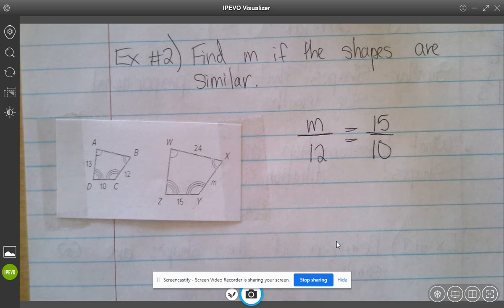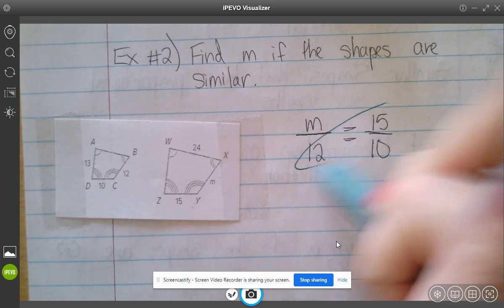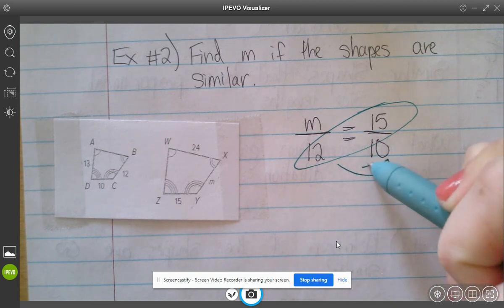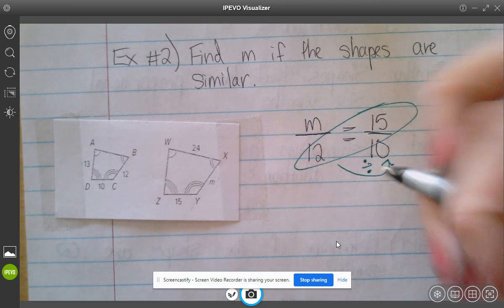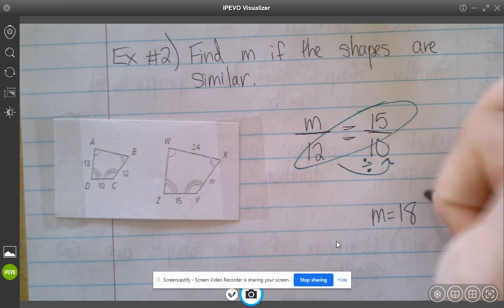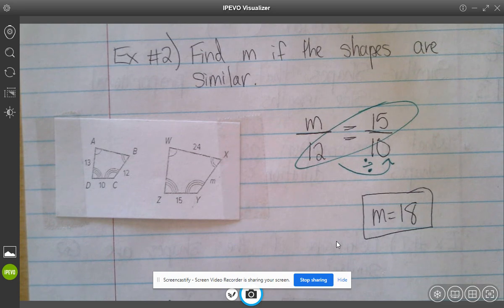So to solve this, we do something that we've done a million times. You cross multiply, and then you divide by the number that's left over. So if you take 12 times 15, you get 180. Divide it by 10, and you get M equals 18. Done.